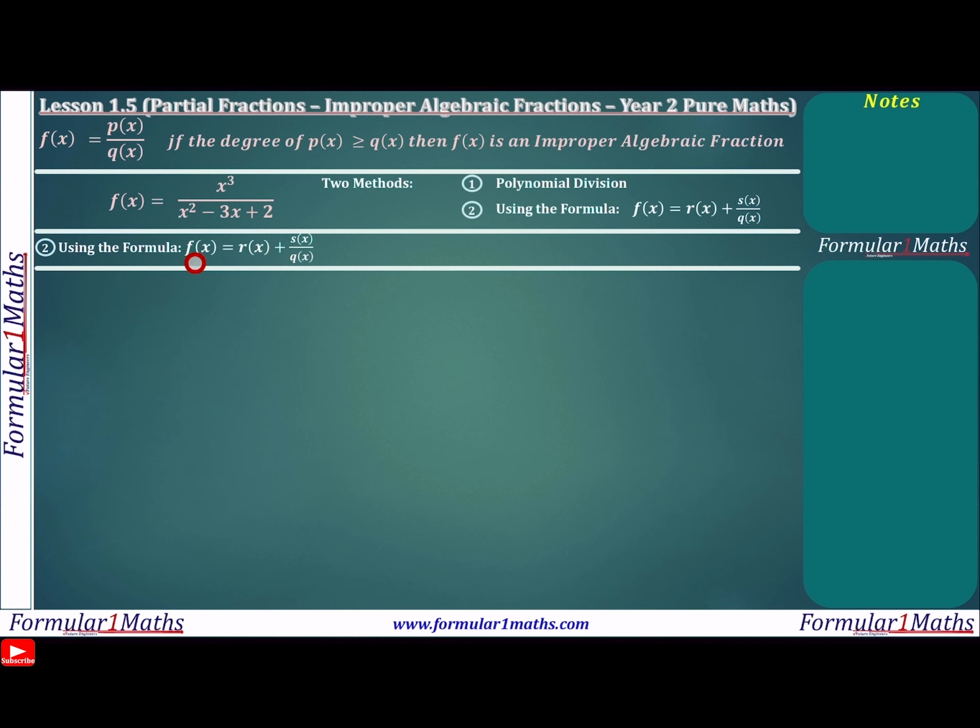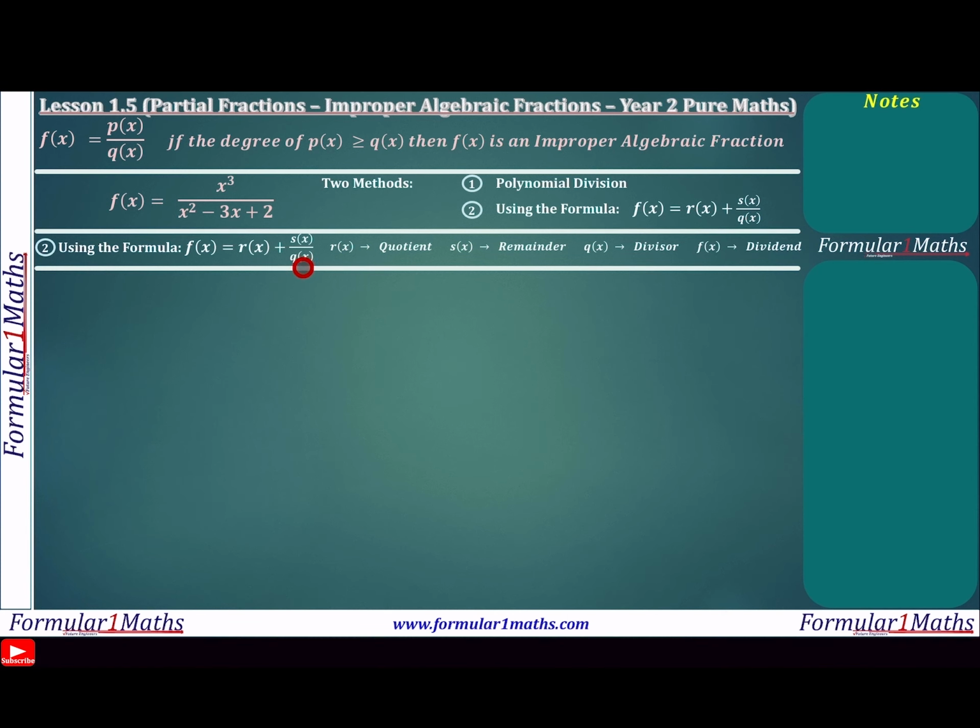So the formula is given by f of x is equal to r of x plus a fraction, which is s of x over q of x. And before I proceed, there are some definitions I want you to note. The r of x is known as the quotient, s of x is the remainder, the q of x is obviously the divisor, and then the f of x is known as the dividend. Q of x will always be the denominator, and r of x will depend on the difference between the degree of the numerator and the degree of the denominator.